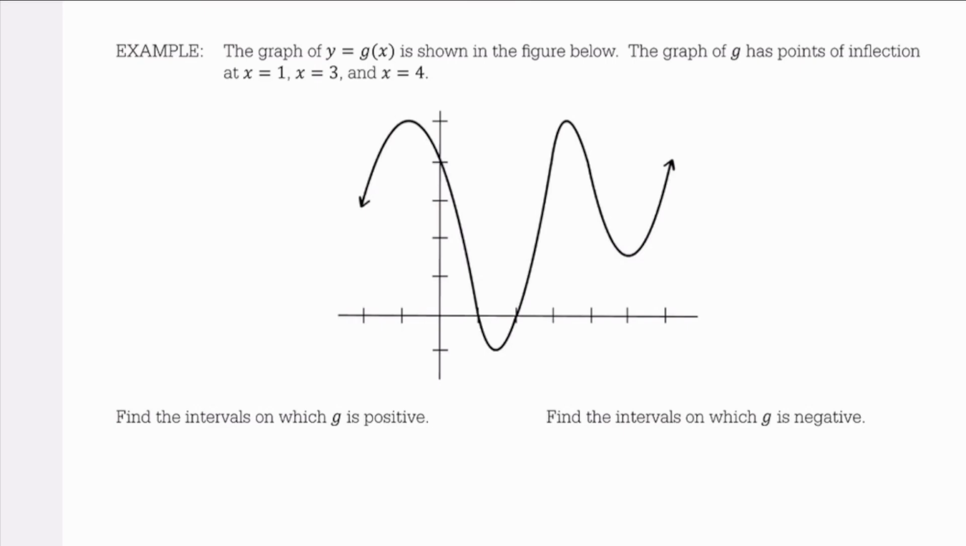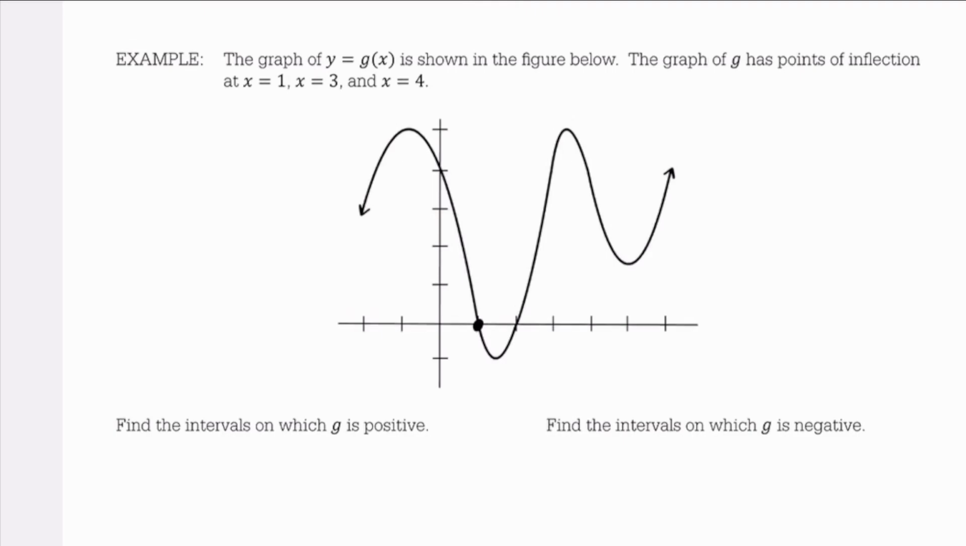Alright, so next one. The graph of y equals g of x is shown in the figure below, points of inflection at 1, 3, and 4. Maybe I'll label those. x equals 1, x equals 2, 3? Oh, I don't think that's quite right. I'll be honest, I don't love this example in terms of what it has to offer that the other ones don't. I don't really think it has anything, and so I'm just going to keep moving to the next page.